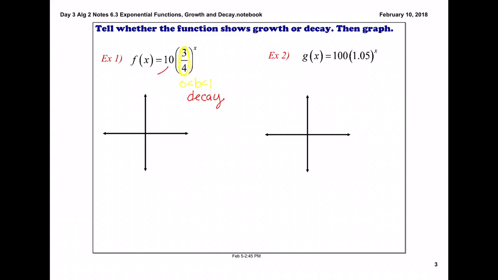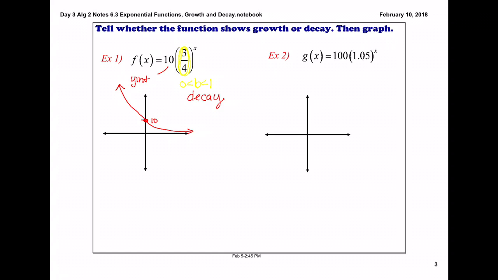This 10 right here represents our y-intercept. So when we graph this function, we want to plot a point on 10. It's decay, so it's going to be decreasing, approaching our x-axis, but not crossing it.